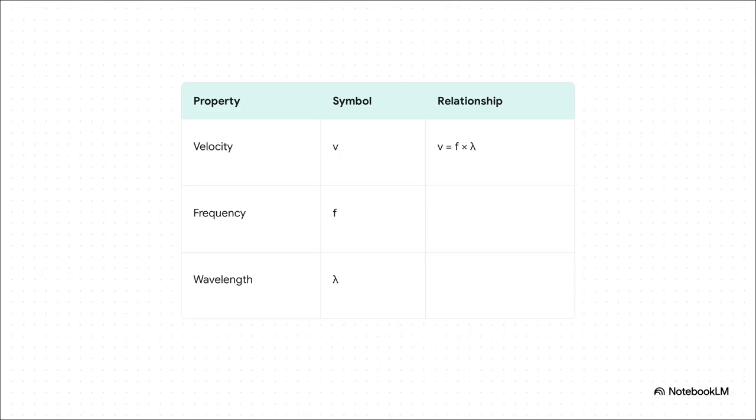And what's really cool is that these properties are all tied together by this one super simple but powerful equation. A wave's speed, its velocity, v, is just its frequency, f, multiplied by its wavelength, lambda. That's it. This little formula dictates how fast energy is moving, whether it's light from a star billions of miles away or the sound from a speaker sitting right in front of you.